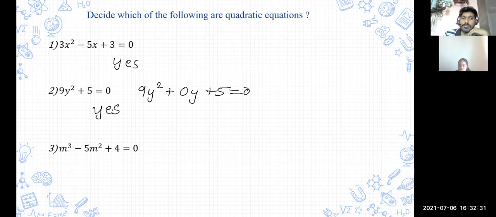Third one, is it? No. Why? Because it has the degree 2, but it also has the degree 3. It has the maximum degree of 3. So this is not a quadratic equation.